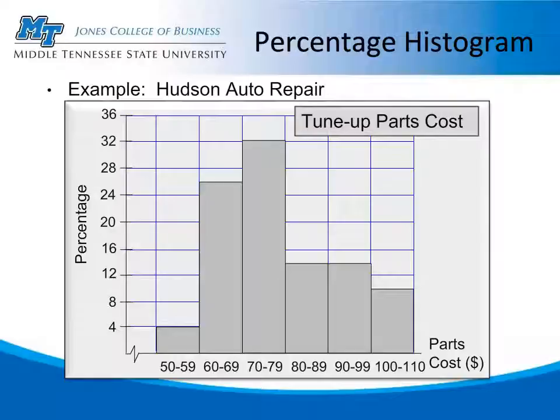This slide shows the percentage histogram that corresponds to the Hudson Auto Repair. To get this one, you take the frequency, divide it by the total, you get the relative frequency, multiply that number by 100, and that converts it to a percentage. So here the height of the rectangle is the percentage value.